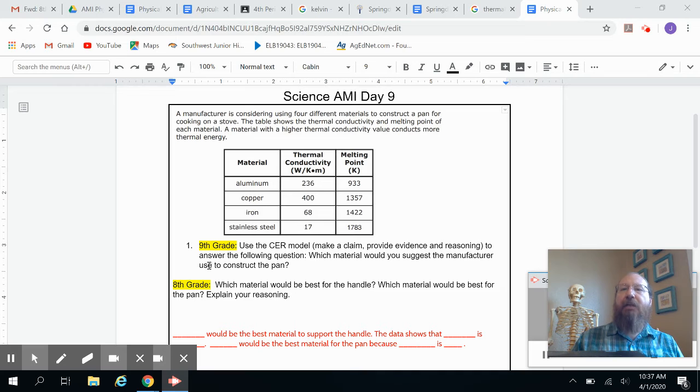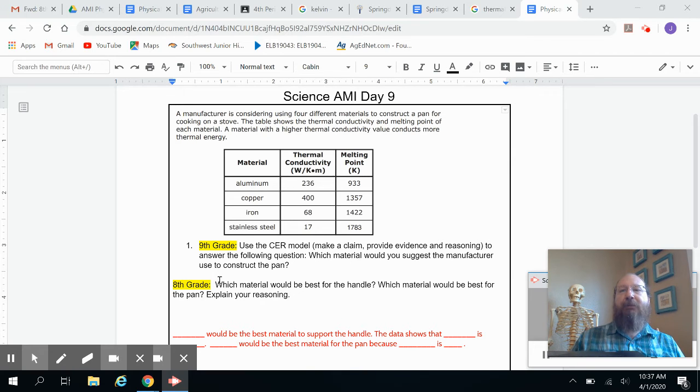9th grade and 8th grade are very similar. 9th grade is asking you to use the CER model, which is to make a claim, provide evidence and reasoning. And here's the question. Which material would you suggest the manufacturer use to construct the pan? So in this model, we're going to have to make a statement, provide our evidence, and explain that. Tell why we believe our claim is correct.